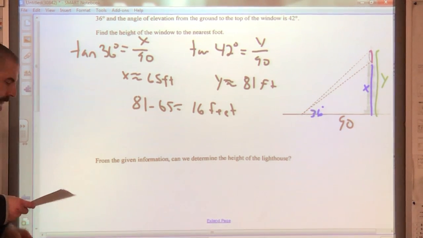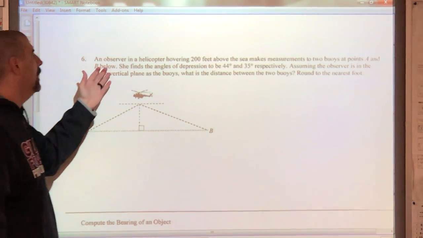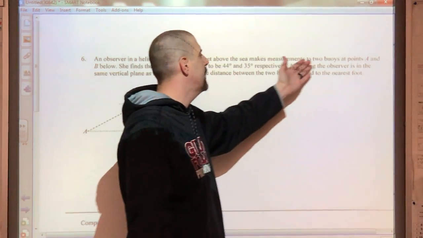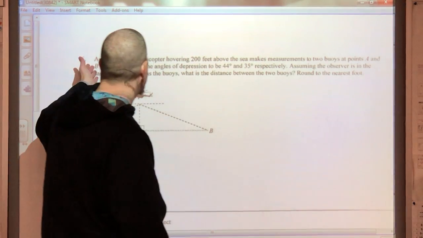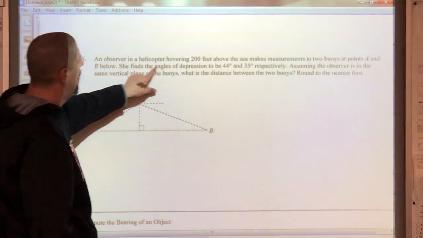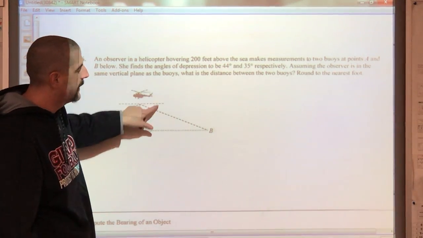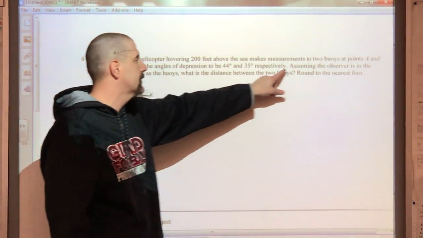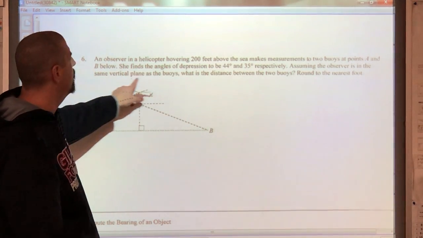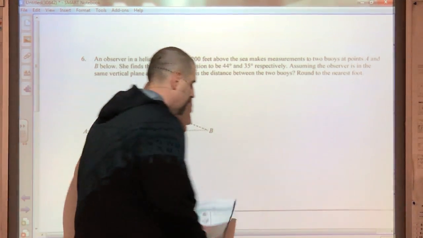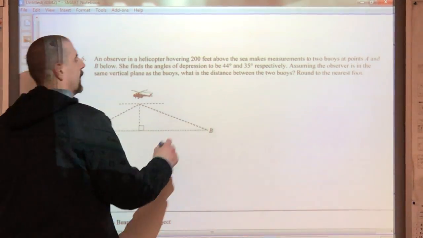Now we have an observer in a helicopter hovering 200 feet above the sea, who makes measurements to two buoys, points A and B below. She finds the angles of depression. Again, that's down, so you've got to be careful on this. We'll get to that in the picture in a second. Assuming the observer is in the same vertical plane, what is the distance between the buoys? So you've got to be careful.